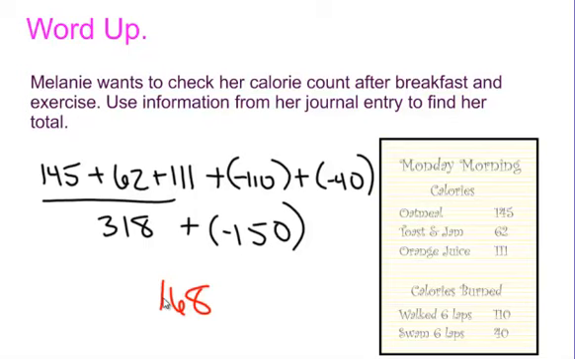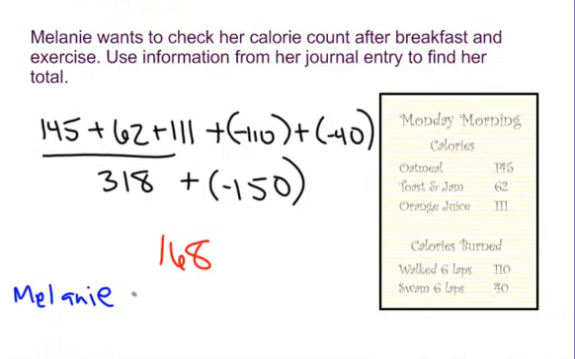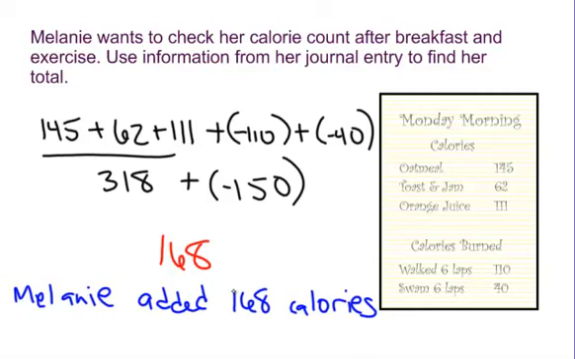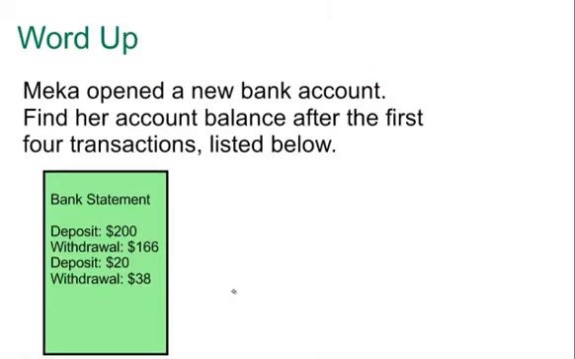So, since it's a word problem, you would write out Melanie added 168 calories. Okay. Try this one on your own.